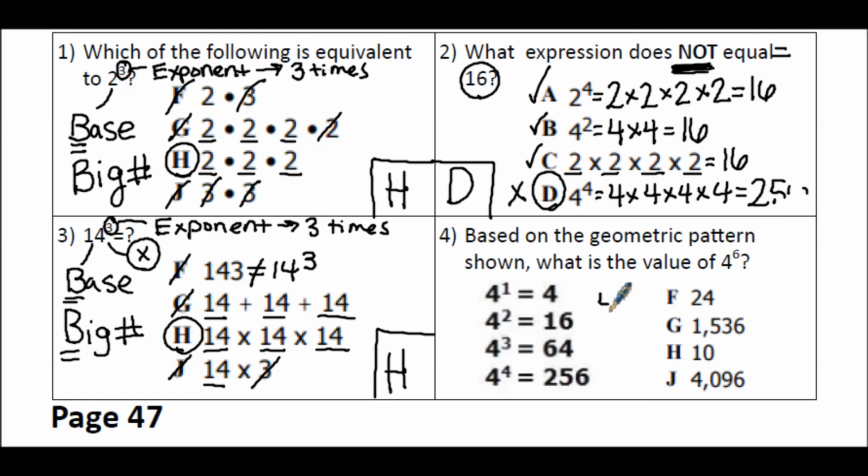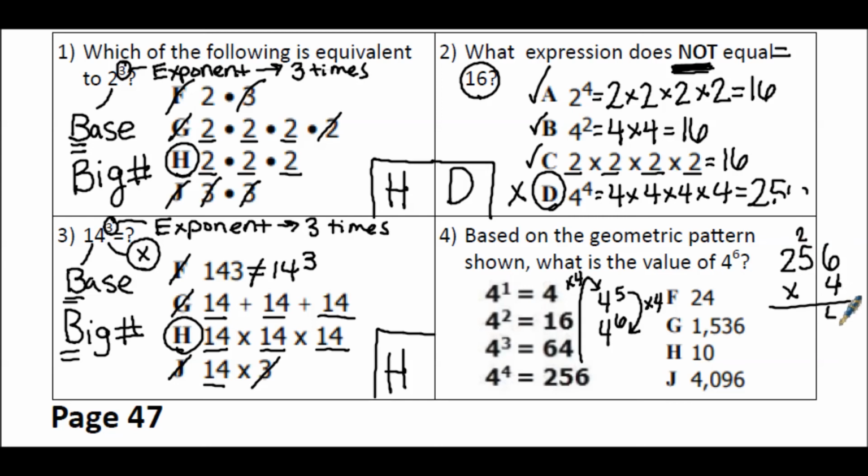So, based on the geometric pattern shown, what is the value of 4 to the 6? Well, we need to extend this pattern, and 4 to the 4th will go to 4 to the 5th when I multiply by another 4, and 4 to the 5th will go to 4 to the 6th when I multiply by another 4. So I'll start with 4 to the 4th, or 256 in standard form, and multiply by 4.